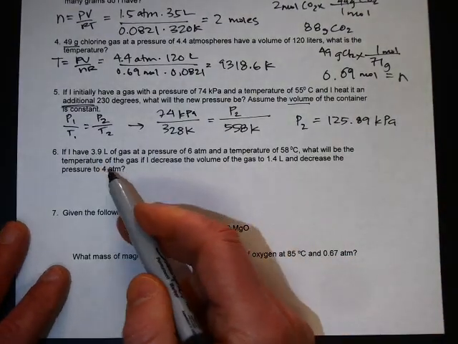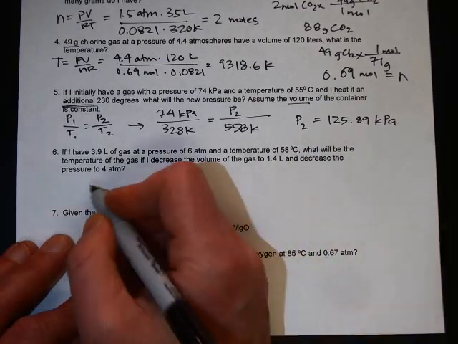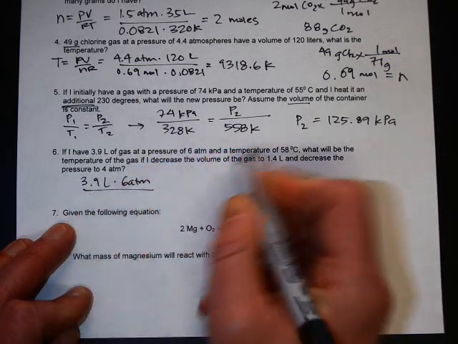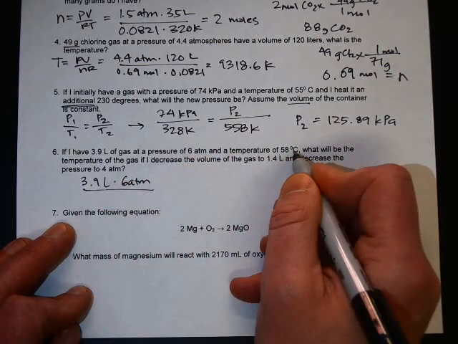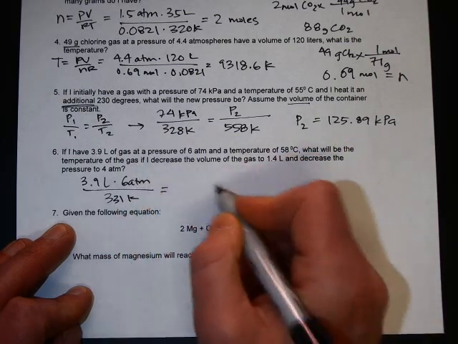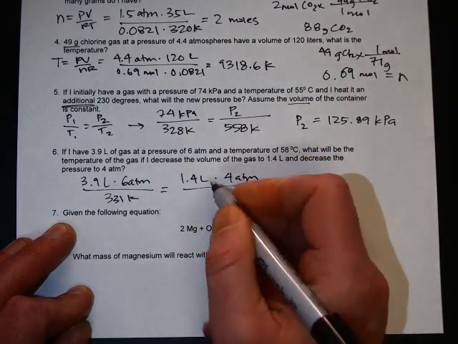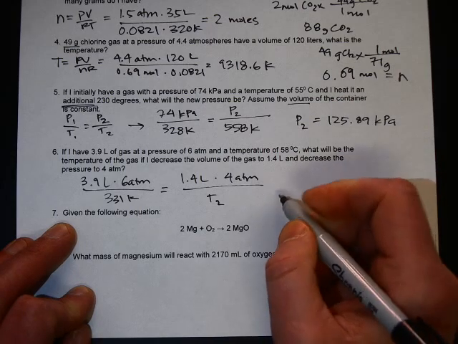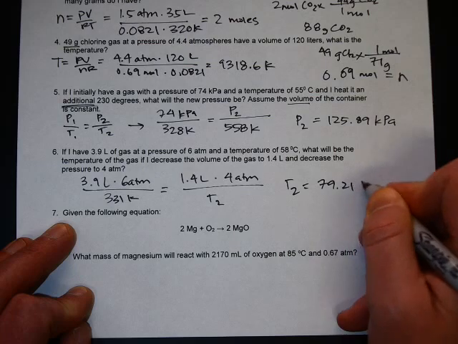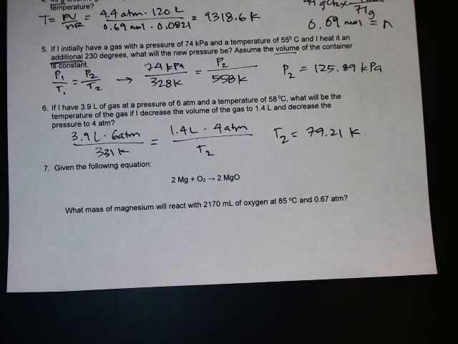Number 6, you've got 3.9 liters of a gas at a pressure of 6 atmospheres. This one looks like a combined gas law problem. So it's 3.9 liters and 6 atmospheres. The initial temperature is 331 Kelvin. And then it goes to 1.4 liters now, and 4 atmospheres of pressure. And the new temperature, if you cross multiply and divide, the second temperature is 79.21 Kelvin.